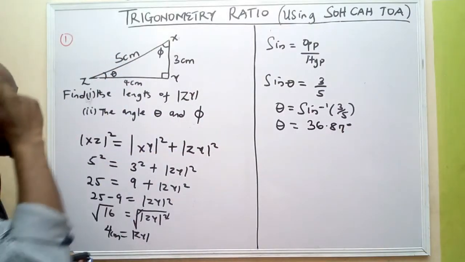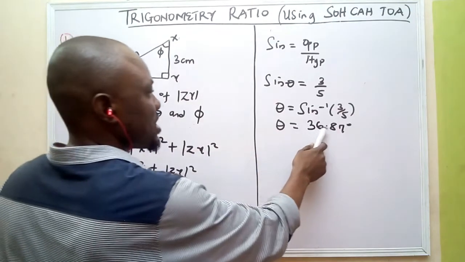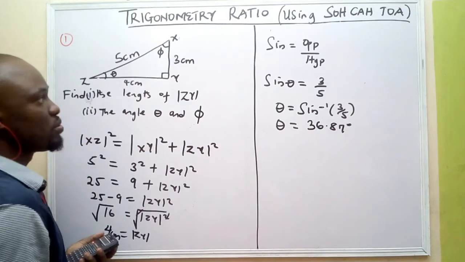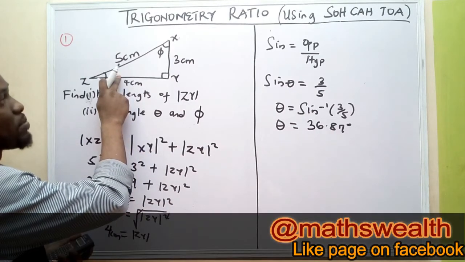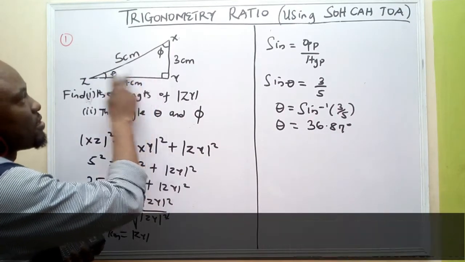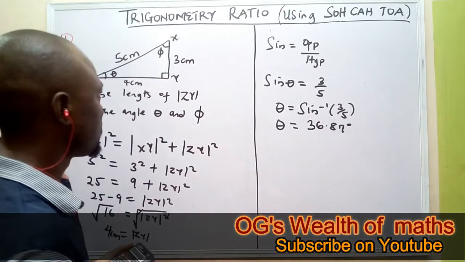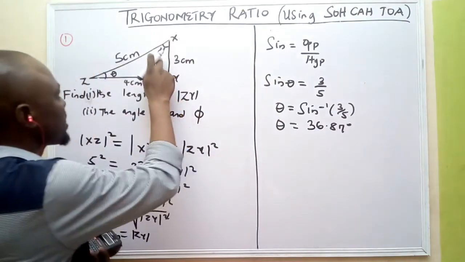Now, if I want to get psi, I already know this as 36.87. Now the sum of angles in a triangle is 180. So if I do 36.87 plus 90, and then subtract the sum of this from 180, I'm going to get psi. But I don't want to do it that way. I want to use SOH CAH TOA.